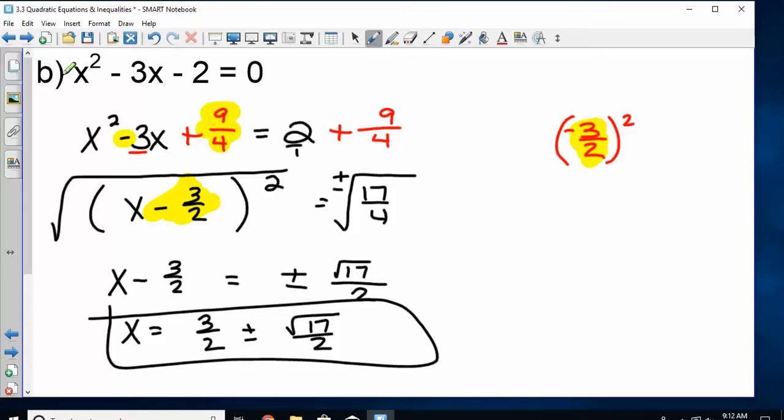This is a lot more complicated than the box method. It is, but the box method wouldn't work here. If I try to come up with numbers that multiply -2 and add to -3, it doesn't work. So there are benefits to this method. It works for everything.